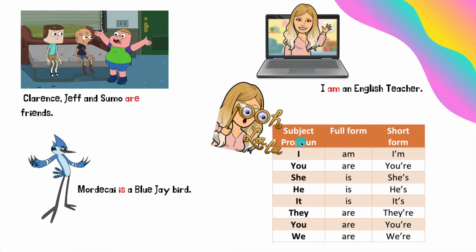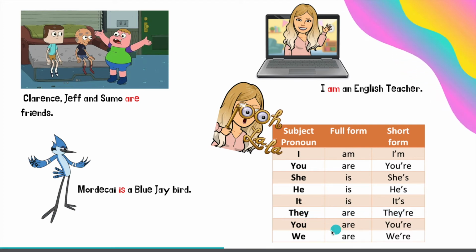You have the subject pronoun, the full form, and the short form. I am, the short form, I'm. You are, you're. She is, she's. He is, he's. It is, it's. They are, they're. You are, you're. We are, we're.